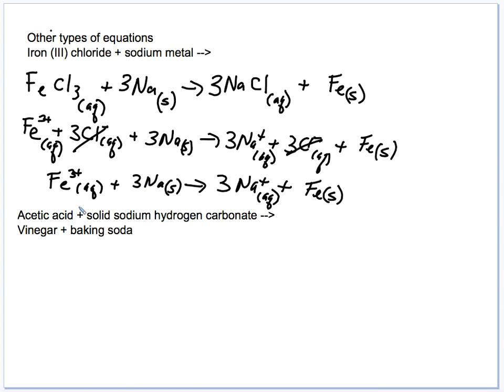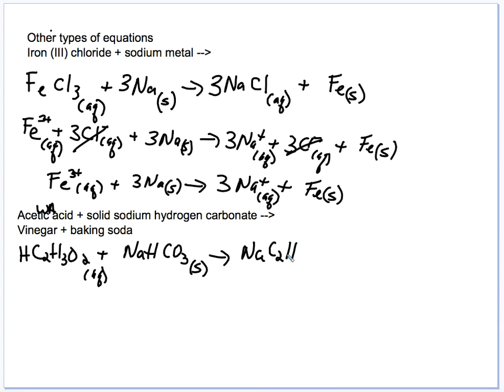All right, let's try another one. Acetic acid, which is HC2H3O2. Remember, that's a weak acid. Plus baking soda, which is sodium hydrogen carbonate. This one's aqueous, this one's a solid. What's going to happen is you get sodium acetate, NaC2H3O2. That will be aqueous, plus CO2. Now CO2 is a gas, that's G. Plus water, which will be a liquid there.